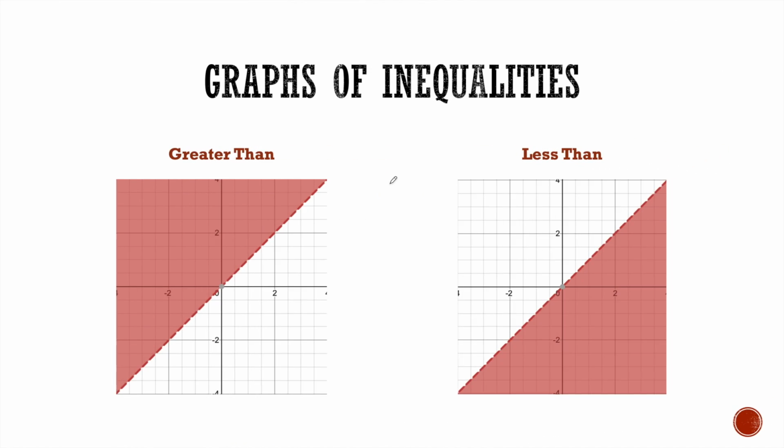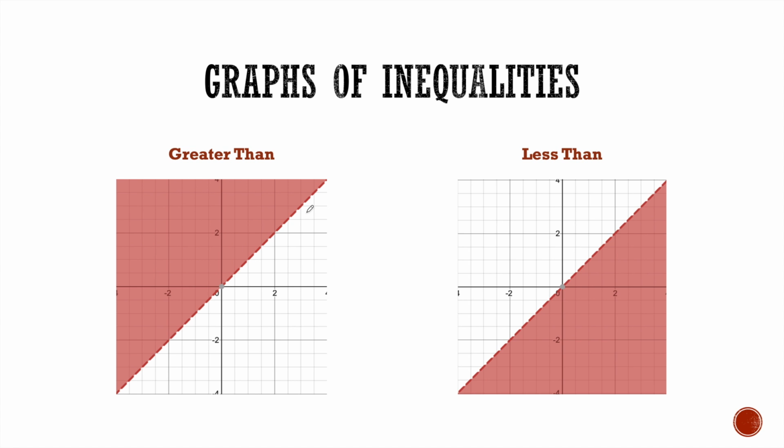Okay, now let's look at graphs of inequalities. First, let's look at greater than and less than inequalities. So the first thing I want you guys to notice is that for greater than and less than, we have this dotted line. What this is showing is that all our values shaded are our solutions, not including the values on this line. That's why it's dotted. If this line was solid, then the actual line would include our solutions.